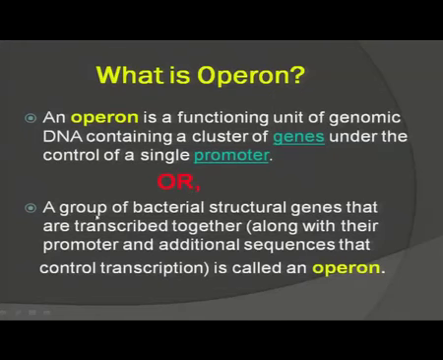Or we can say a group of bacterial structural genes, meaning functional genes which are going to synthesize a protein. A group of bacterial structural genes that are transcribed together along with their promoter and additional sequences that control transcription is called an operon. You must remember that an operon is not a single gene, it is a combination of various types of structural genes and some regulatory sequences.